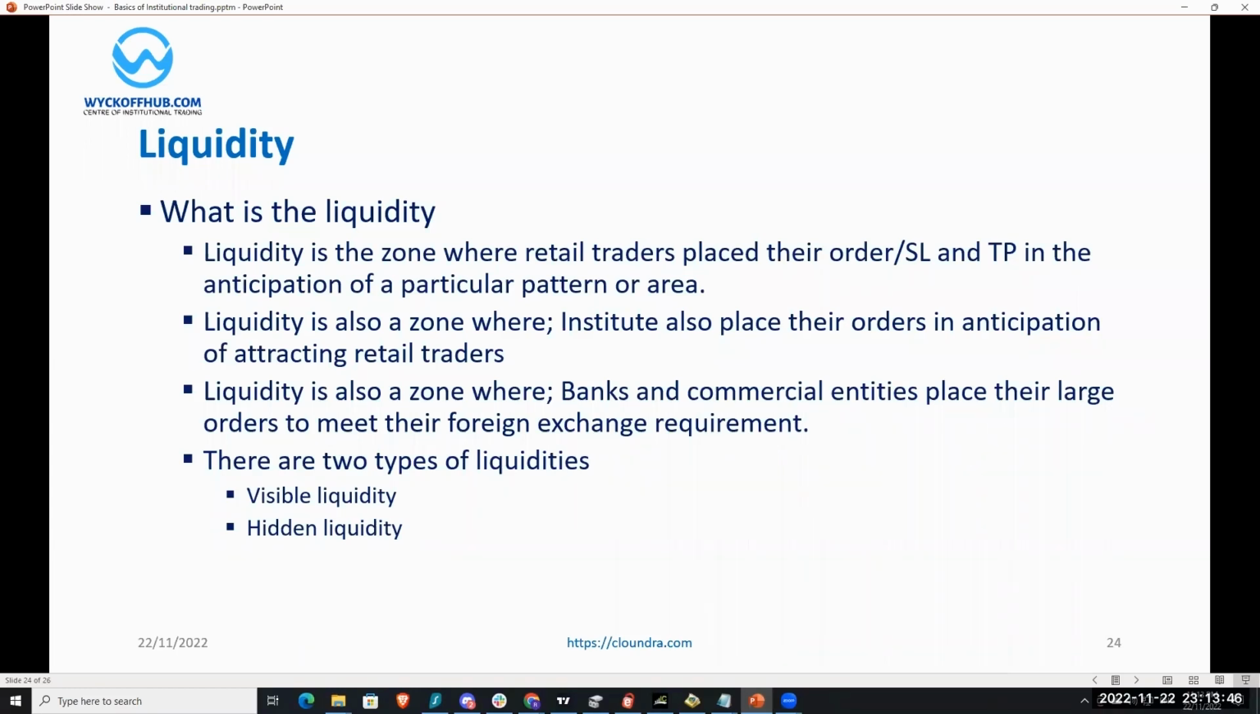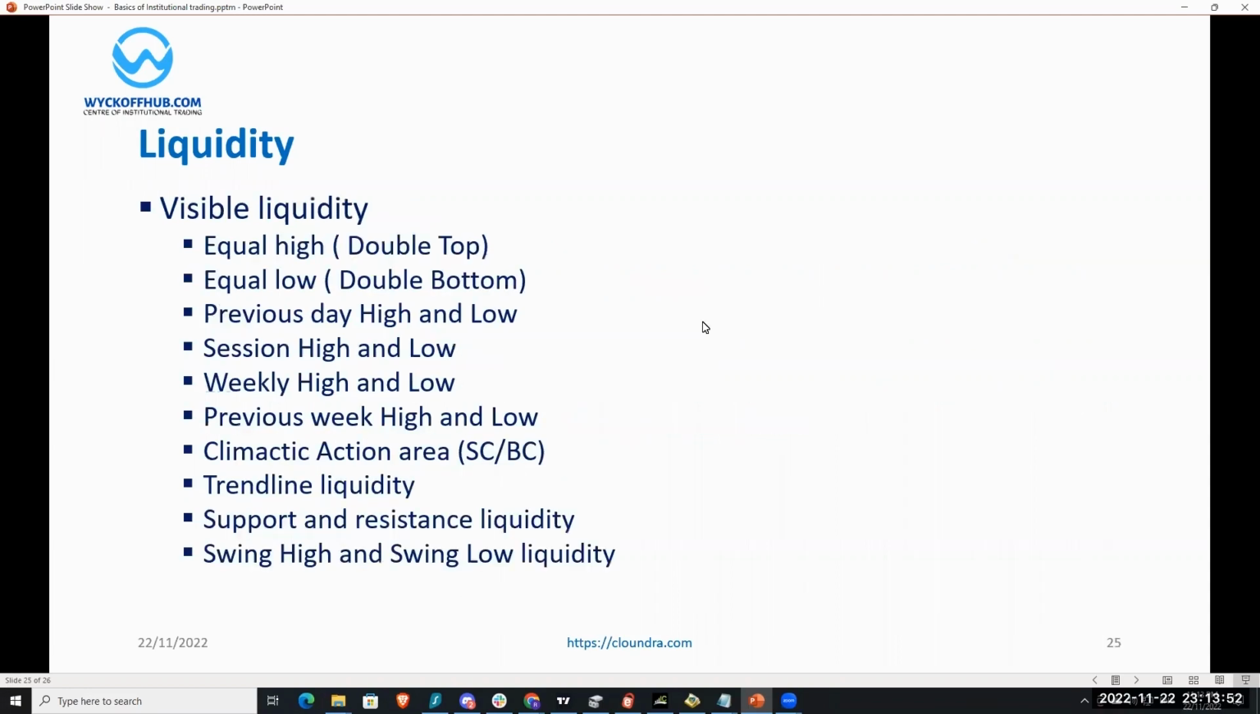There are two types of liquidities. We will only cover visible liquidity. Hidden liquidity we will cover some other times. So visible liquidity is equal highs, what we call double top, equal lows, what we call the double bottom. Previous day's high, previous day's lows, session high, session low, weekly high, weekly low, previous week highs and lows, climactic action. This is from Wyckoff schematic.